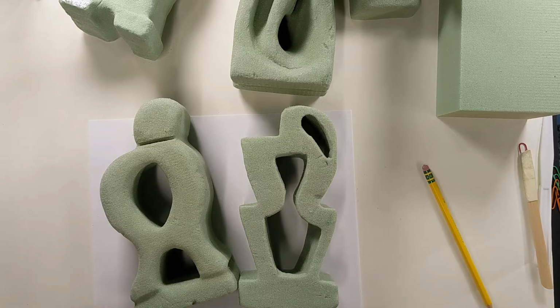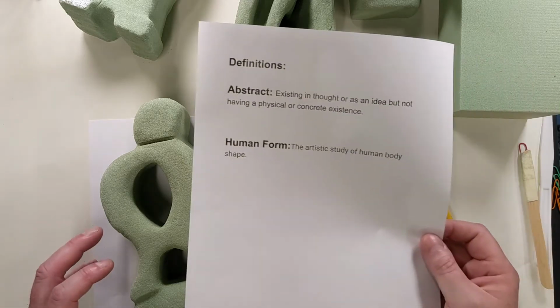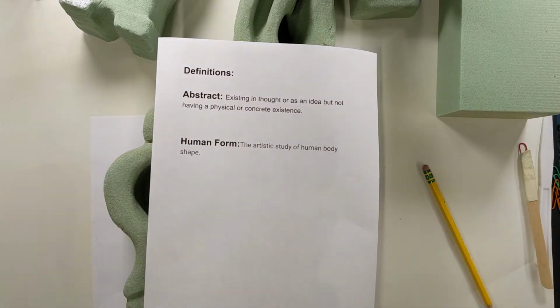Now, let's go over a few definitions before I show you some of the examples. These are the 2 terms I really want you to learn. Abstract: existing in thought or as an idea, but not as a physical or concrete existence. So, elementary teachers get caught up in making everything abstract, but you don't actually understand what that is.